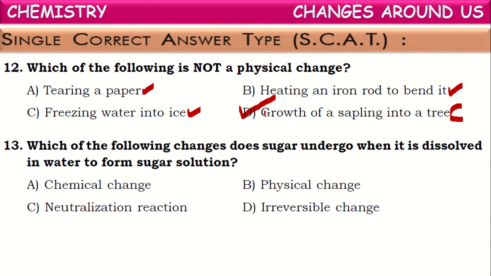which of the following changes does sugar undergo when it is dissolved in water to form sugar solution? So how is sugar solution made? By the dissolution of sugar into water. So what kind of change is this? Even when sugar solution is made, the properties of sugar and water remain the same. They won't change their properties. So just physical mixing is occurring when sugar is dissolved into water. So we can say this change is a physical change. Dissolution of sugar into water is a physical change.